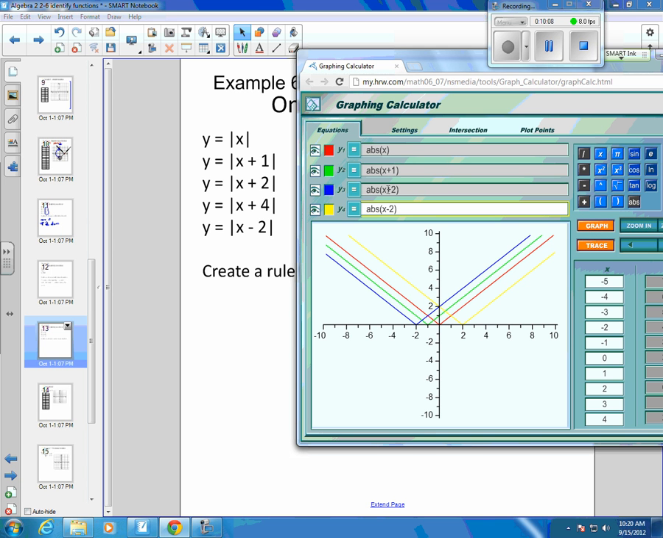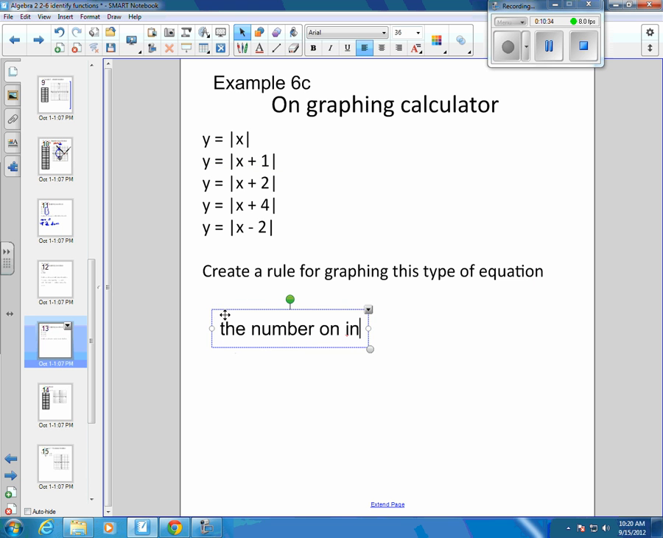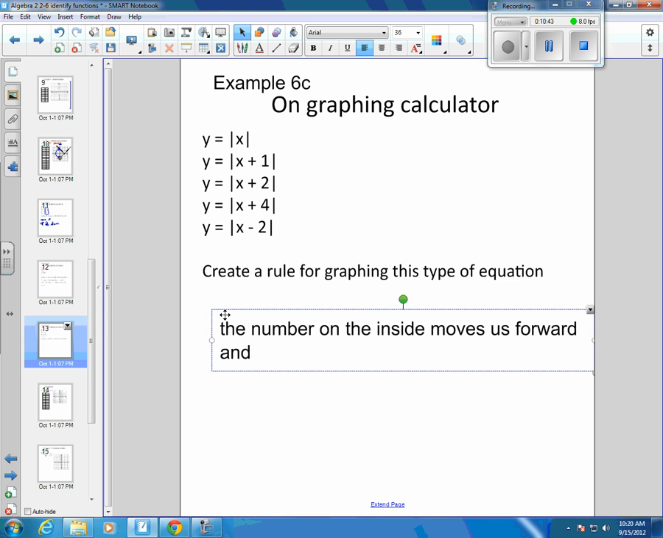So it's going to do the opposite of whatever's there. So if this were, change this one to subtracting 2, and let's change this one to subtracting 1, and we'll make this one subtracting 4. And now they should all be on the positive side because I'm subtracting. So on the inside, it's going to move it the opposite direction, and it's moving it forward and back. So our rule here would be the number on the inside moves us forward and back in the opposite direction.